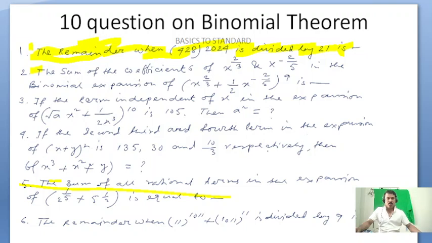Here I am going to discuss some important problems from binomial theorem. As you know, I already started a course on this platform for joint entrance main or advanced. So in the second class, these are some of the problems which are very important for those examinations.